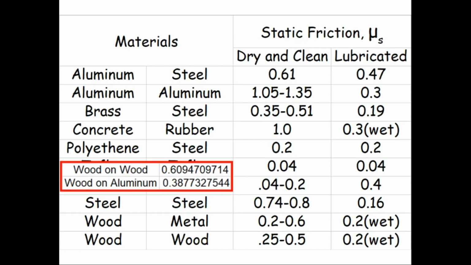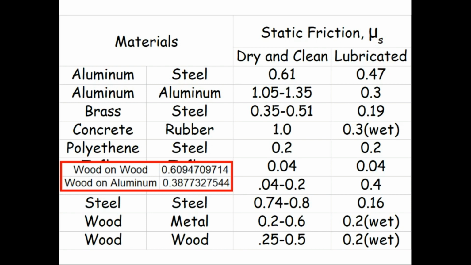The value I got for wood on aluminum is approximately 0.39, and the value for wood on metal is somewhere between 0.2 and 0.6. And my number actually falls in between that range, which means that my number is actually pretty accurate.